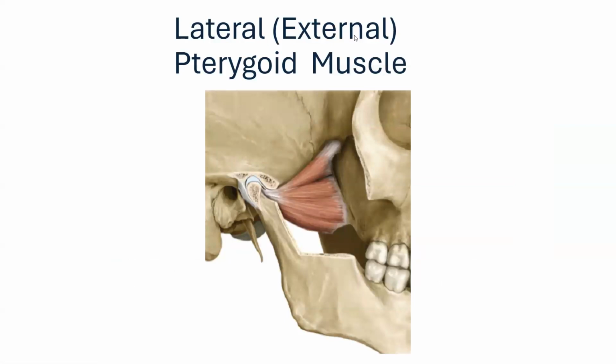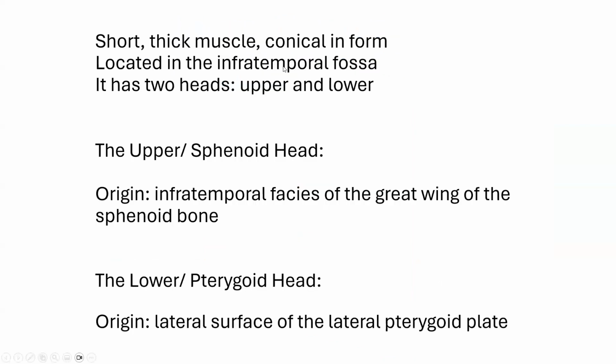Then comes the external pterygoid or the lateral pterygoid muscle. It has two heads. Well, it is a short, thick muscle, conical in form, located in the infratemporal fossa. It has two heads, the upper and the lower, or superior and inferior heads.